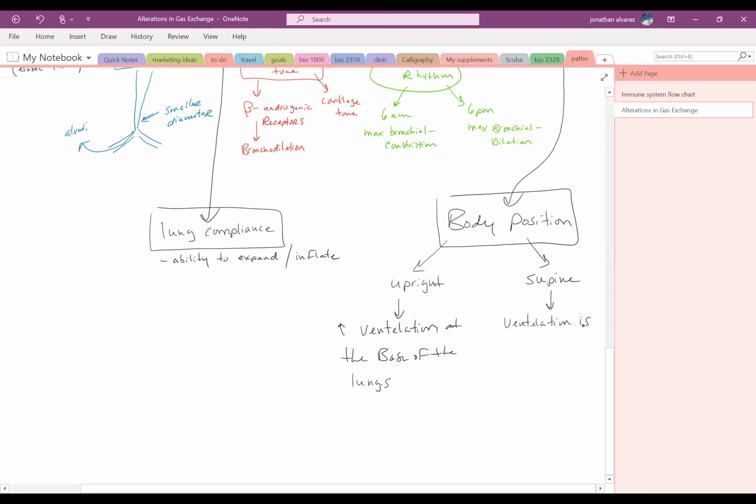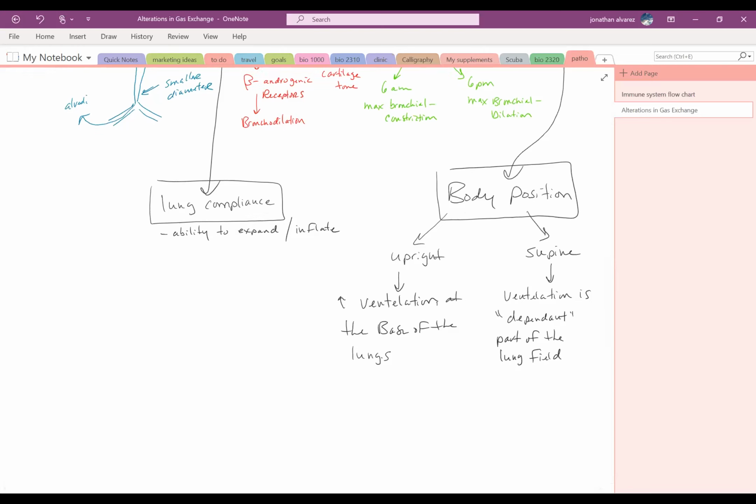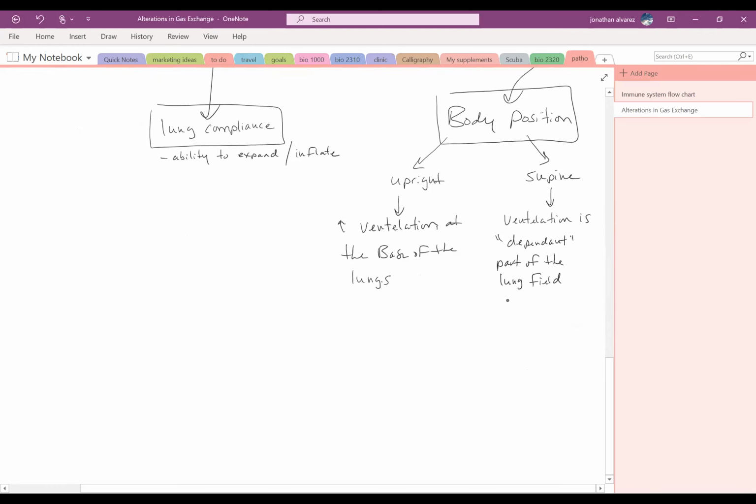In a supine position, the ventilation is what's known as the dependent part of the lung field. Okay, so probably the easiest way to visualize this is the lowest part of the lung field in relation to gravity.